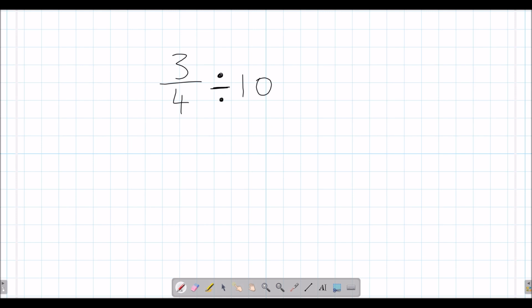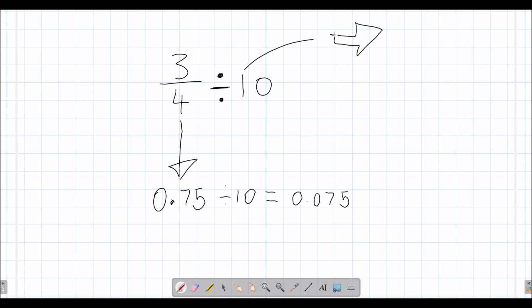Now dividing fractions can be a little bit trickier. And with most of the fractions we should be able to do it by converting into decimals. Now if you were paying attention before, you know that a quarter is worth 0.25, so 3/4 is worth 0.75. If I divide 0.75 by 10, I will get 0.075 by doing just that one movement to the right, which is the divide by 10 movement.